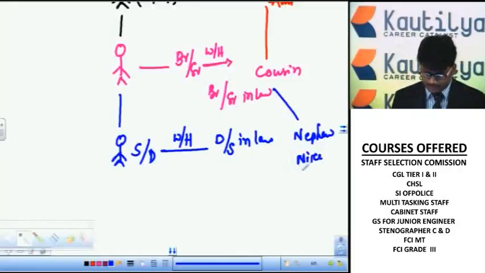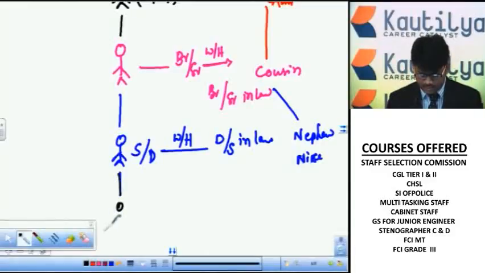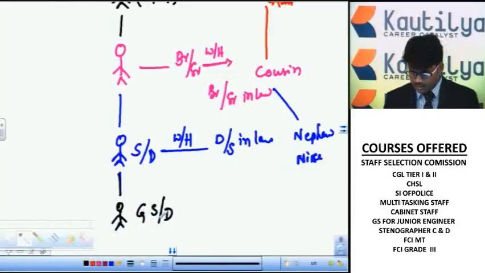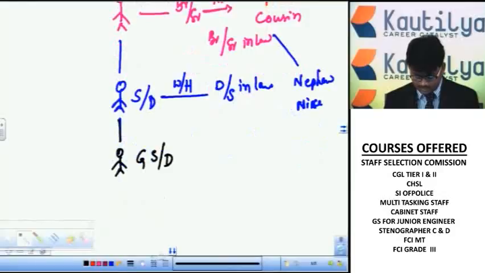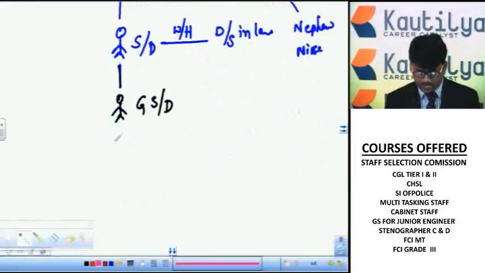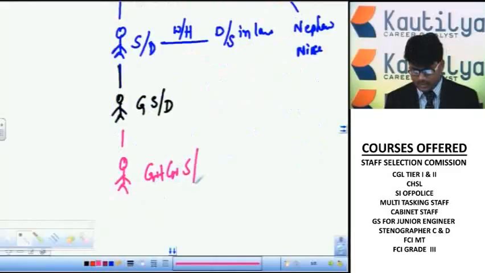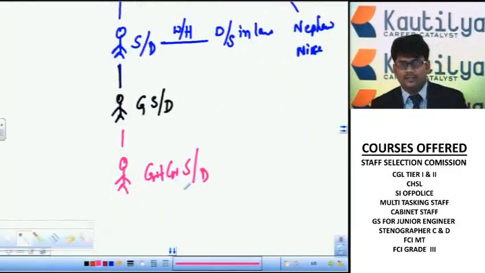Next, this person's child is called grandchild. Grandchild means grandson or granddaughter. The same person's child is called great grandson or great granddaughter. These are the relations we have to take in our downward manner.